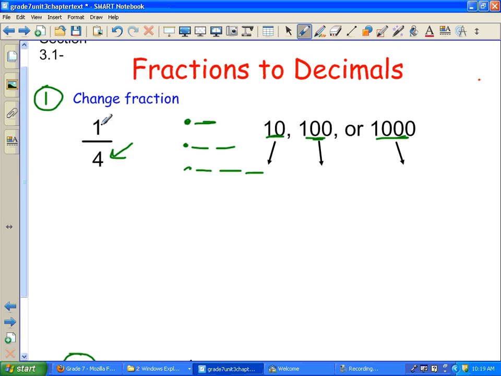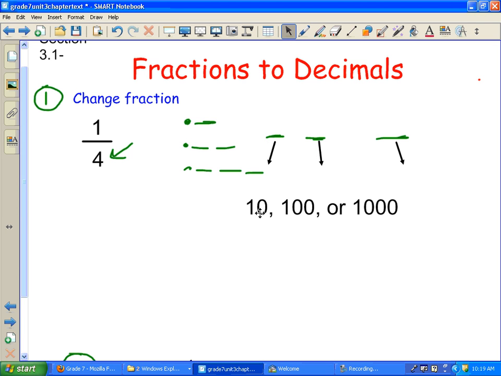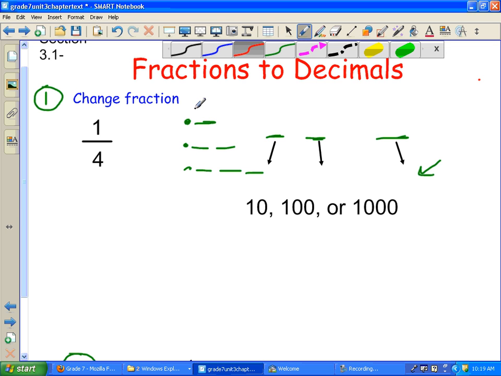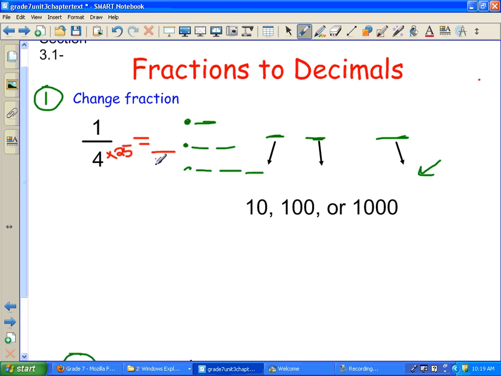So looking at this one here, 1/4. What can I do to make that become a 10, 100, or 1,000? Can I multiply anything to give me 10? Well, 1 times 4 is 4, 2 times 4 is 8, 3 times 4 is 12. It's not going to work very good. However, I could multiply this by 25 to make it 100. And that would make it 100 on the bottom. But whatever I do to the bottom part of my fraction, I must do to the top to make sure it's still equivalent. So now this is 25 out of 100, which is 25%.